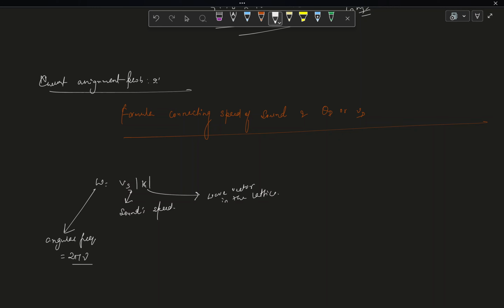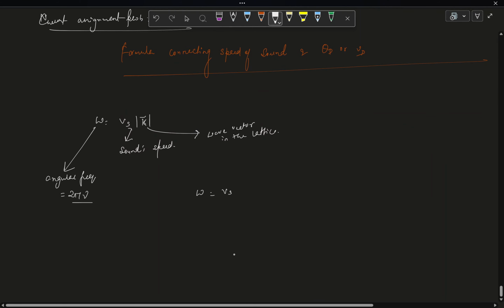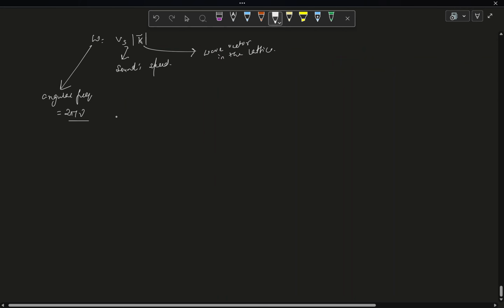Now this ω is equal to v_s times the magnitude of K. You know that there can be 3-dimensional approaches in this problem. Depending on the dimension, the formula will be different. So I'll write down the dimensions one by one and then a generalized version, and then finally apply it for 3 dimensions and get our answer.